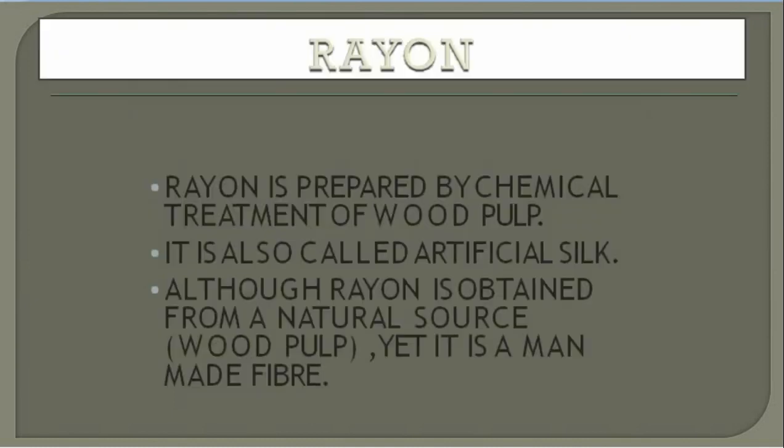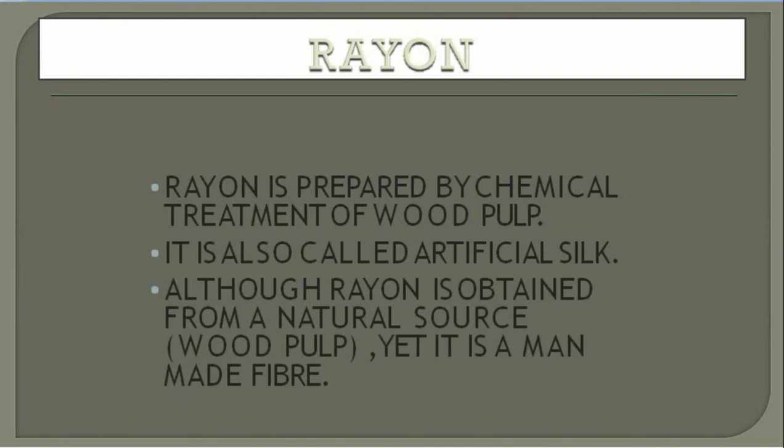Now first, rayon. Rayon is prepared by chemical treatment of wood pulp. Now, if you are thinking, then why is it an artificial fiber? It is just because the wood pulp is obtained from different chemical treatments and machinery, and due to this, it is an artificial fiber. Rayon is also known as a substitute of silk, as its properties are similar to that of silk. Although rayon is obtained from a natural resource, yet it is a man-made fiber.